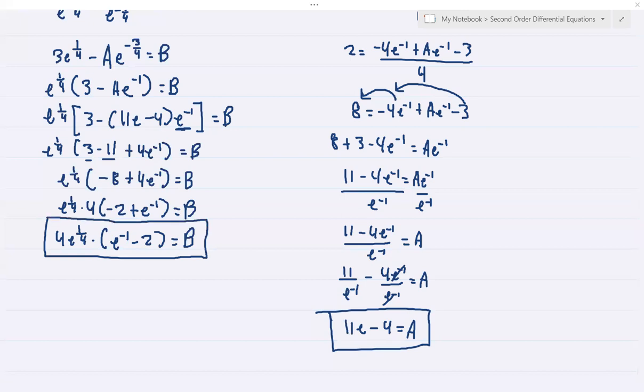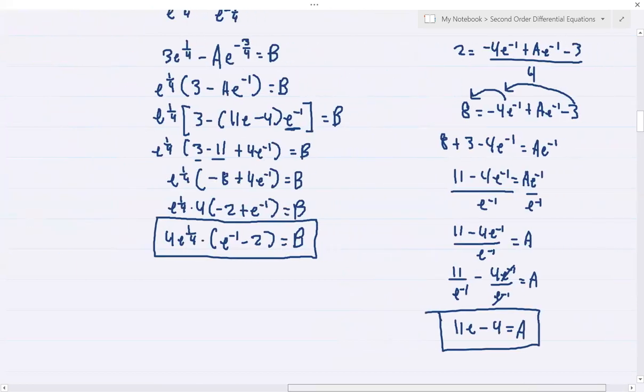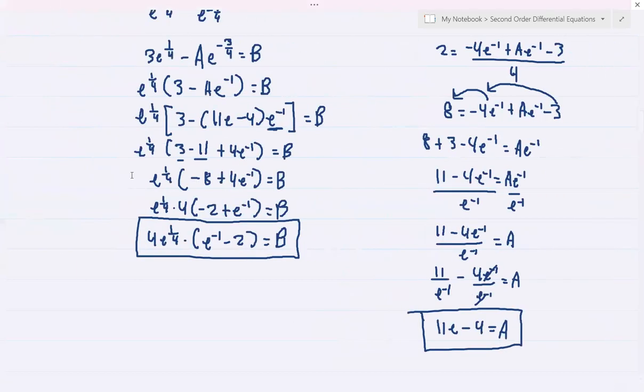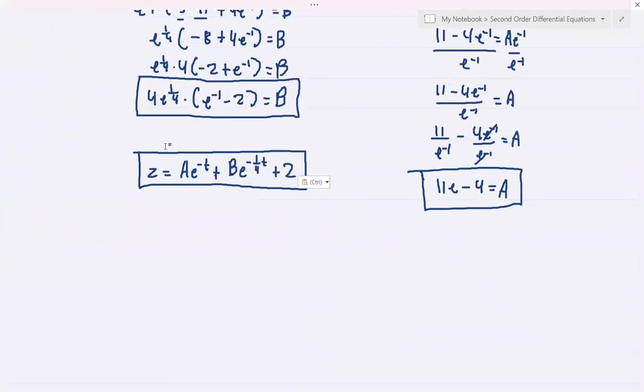So since we found your a and your b, we can now find your particular solution. So let's copy first, let me paste first the general solution. So we will now substitute. So we will have z is equal to, your a is 11e.